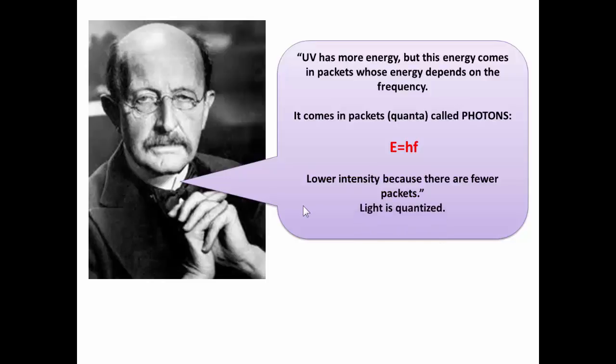So light comes in packets. Light is quantized. It has certain values which depend on the frequency. Planck's constant is around 6.63 times 10 to the negative 34 meters squared kilograms per second.